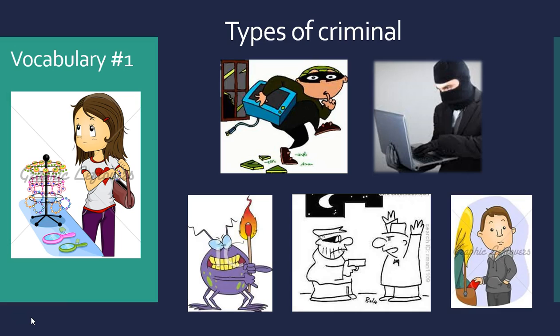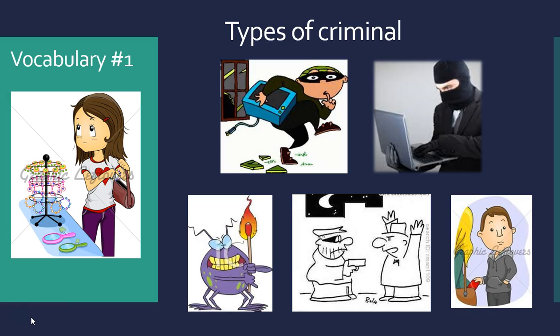Next up, we have a picture of a guy holding a gun to someone. He's asking for his money. This is a mugger, so someone who robs people in the streets and threatens them to get some money from them. That's a mugger. Next up, we have a little creature with a match and a fire. This person is an arsonist. Arsonist is someone who sets fire to things, burns down people's property on purpose.